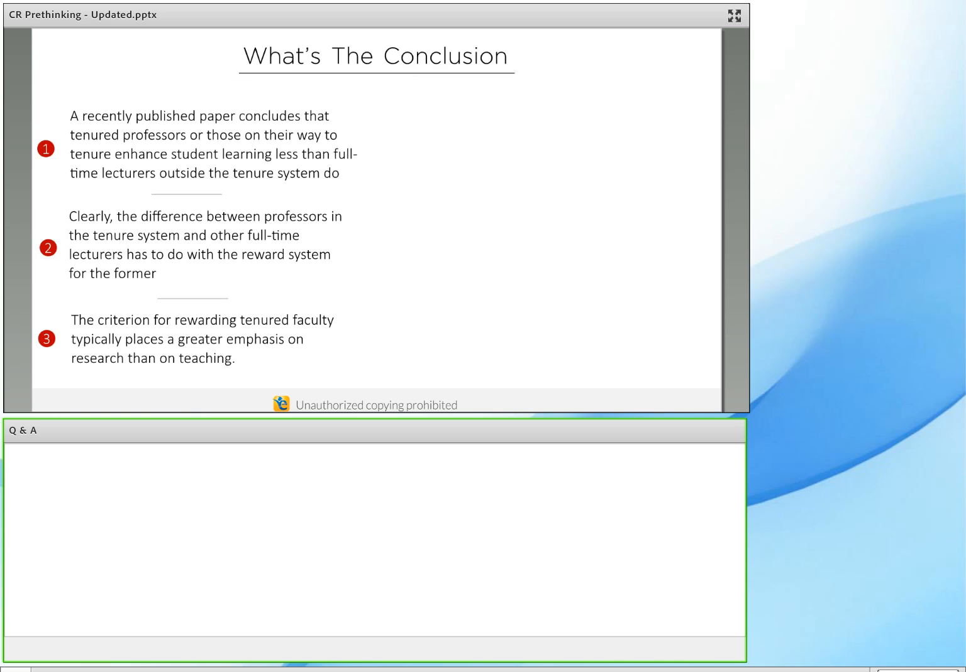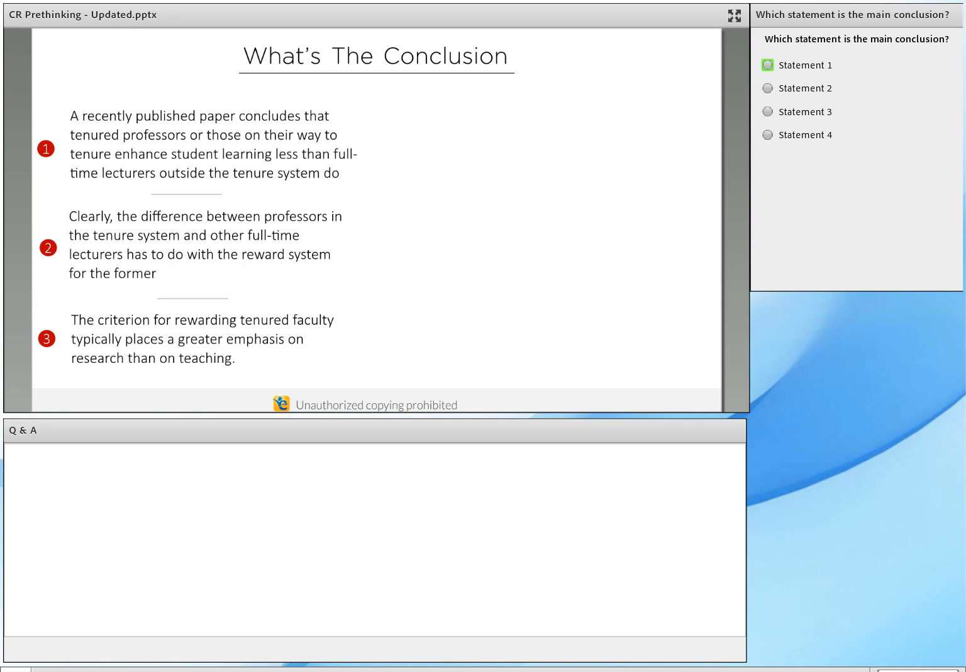So let's evaluate our argument. Statements 1, 2, and 3. Which of these statements do you think is the main conclusion of the argument? And please ignore statement number 4, because there is no statement 4 here. What does the author want you to believe? The main conclusion is really the statement that the author wants you to believe. Let's get a few more responses. Which statement is the main conclusion?